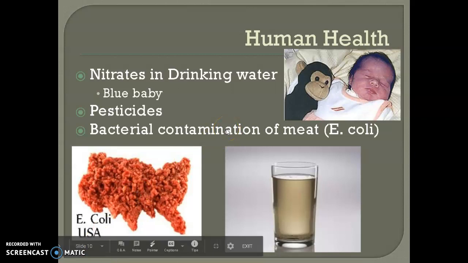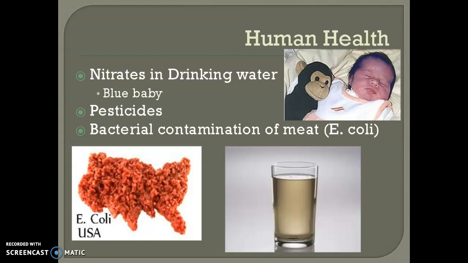And then for our human health, we end up with things like nitrates in our drinking water. Nitrates are bad for you. Blue baby syndrome is like that because it's affecting the amount of oxygen in that baby's system, and that's why the baby looks blue. The pesticides are carcinogens and can cause cancers.